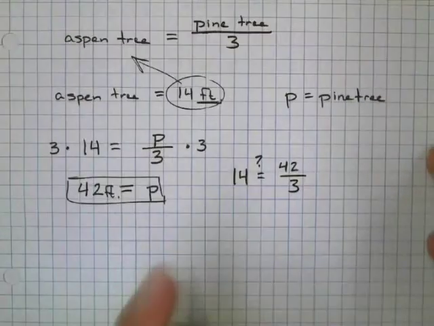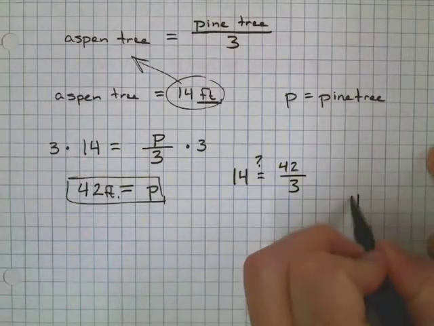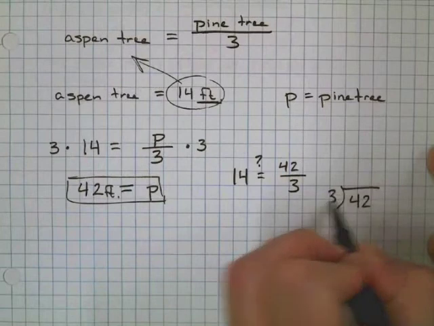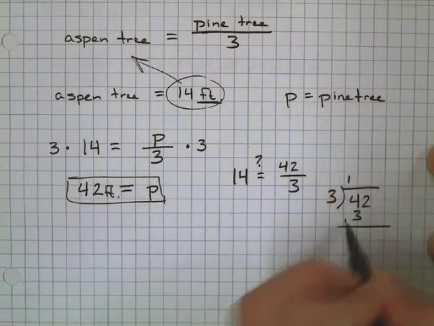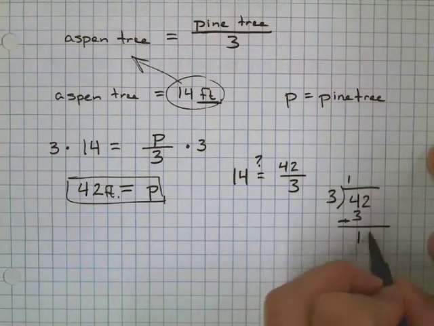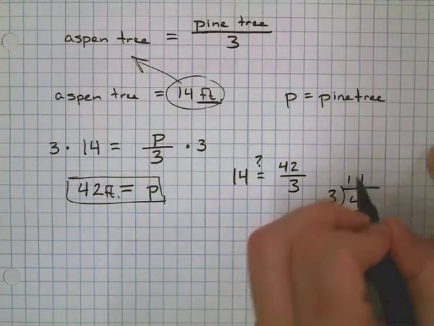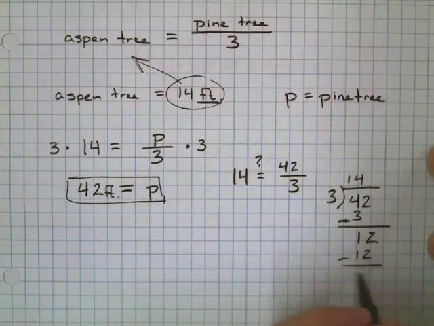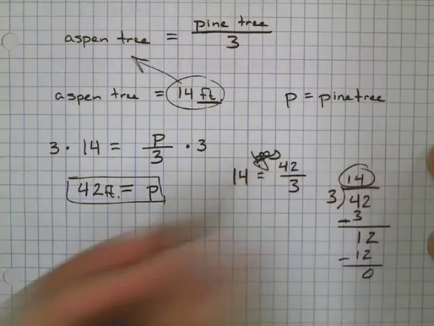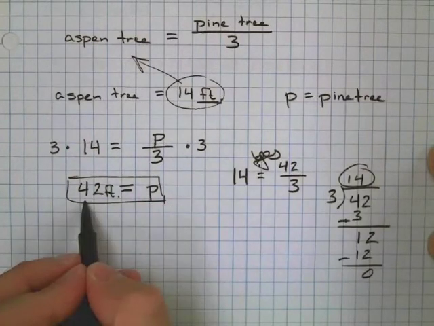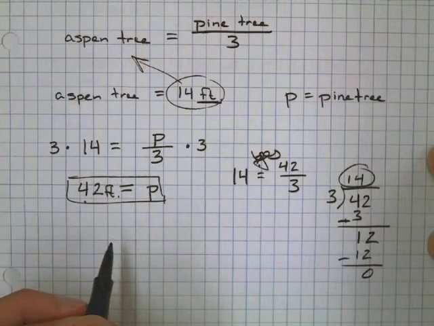Is that equivalent? So 42 divided by 3 goes in there once. Oops, that's a minus. And it goes in there 4 times. And it does equal 14. So yes, P does equal 42; the height of the pine tree is 42 feet.